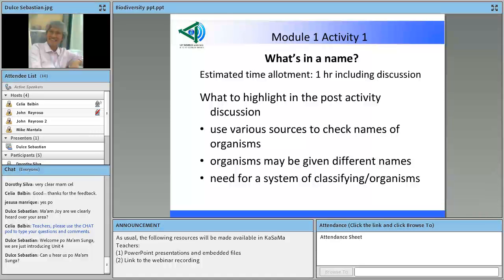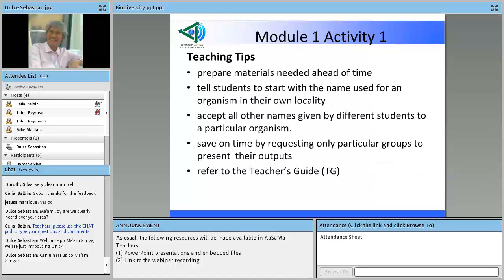Okay, go to the next slide. In doing the activity, it is important that we as teachers prepare the materials needed ahead of time. Photos of different organisms are given in the teacher's guide. We tell our students to start with the name used for an organism in their own locality, and then some students, when they present their outputs, may discover that the same organism may be given a different name in another place. As I have said, we should accept all other names given by different students to a particular organism.